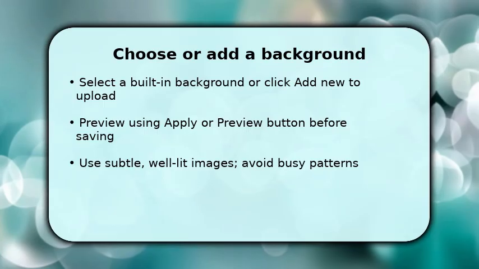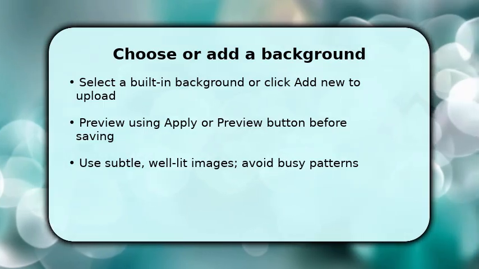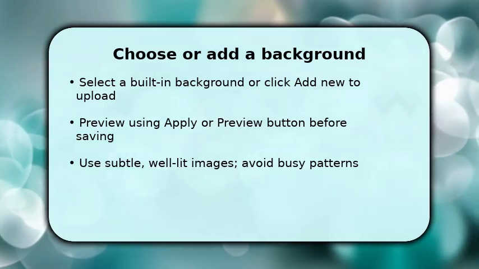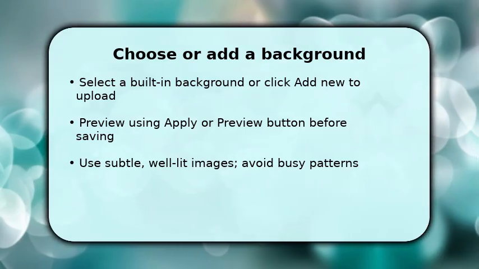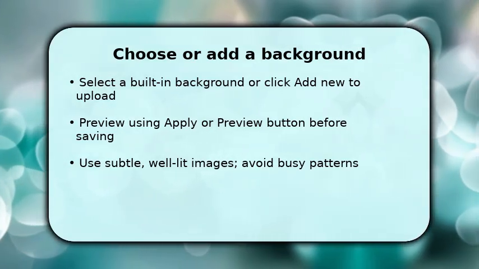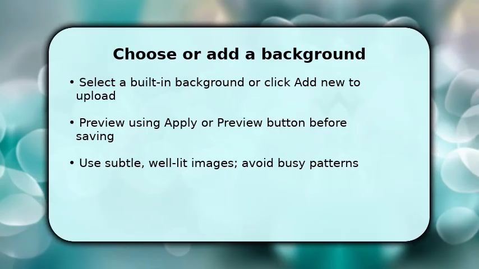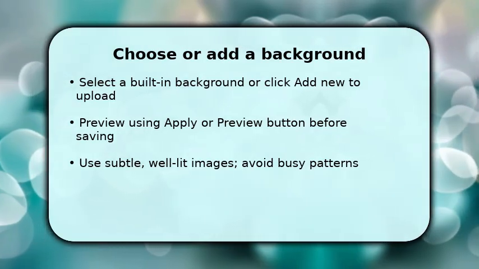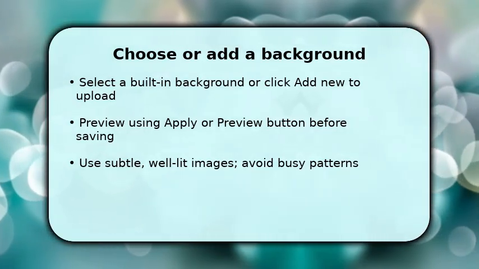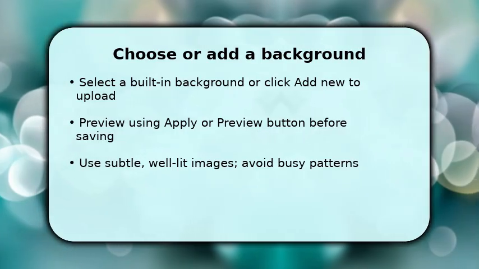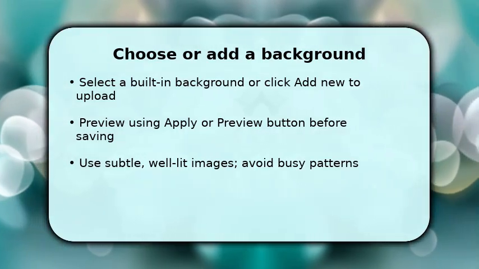To use a custom image, click Add New, select your file, and wait for Teams to upload. It supports JPG, PNG, MP4. Once uploaded, press Preview to check alignment and lighting. Make sure the image is subtle and high contrast so Teams' foreground separation works cleanly. Then click Apply to set it live in the meeting.